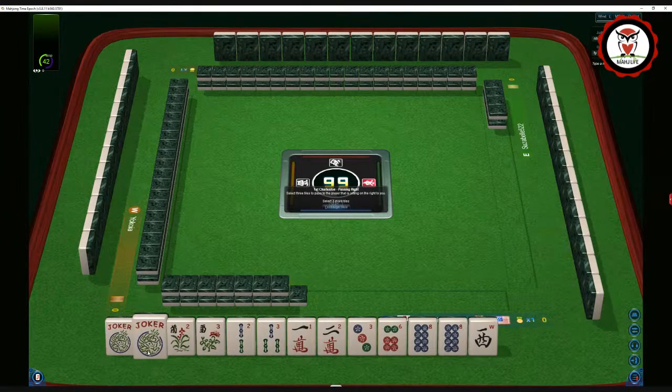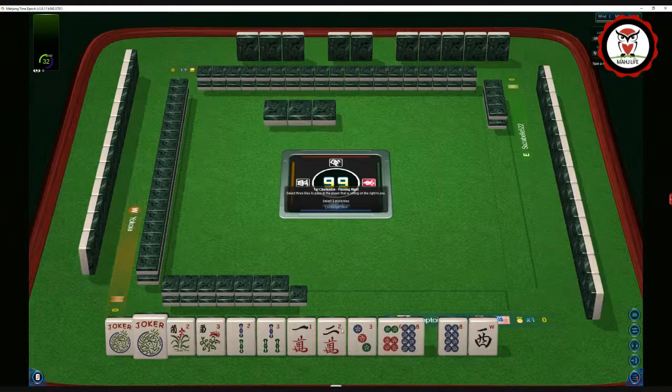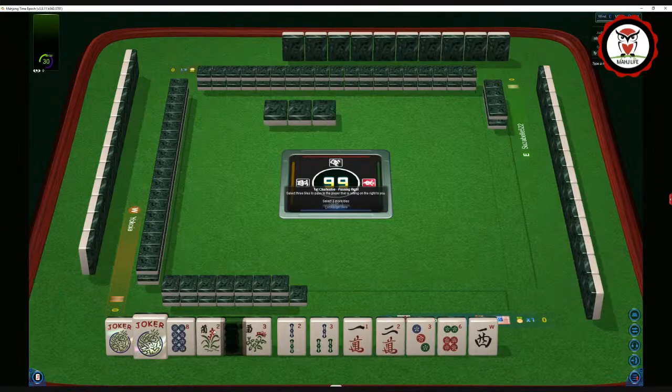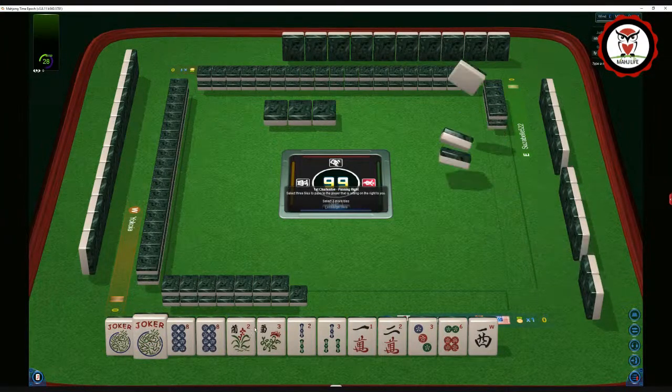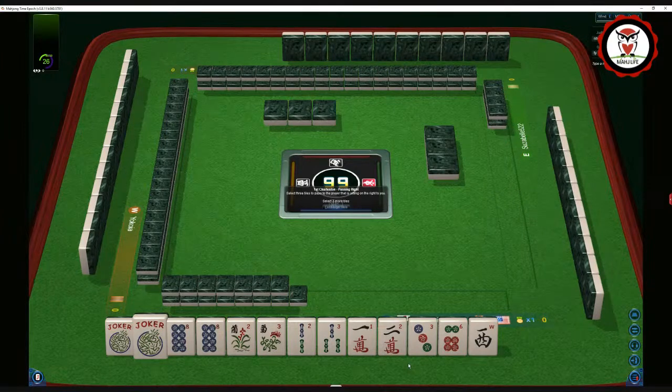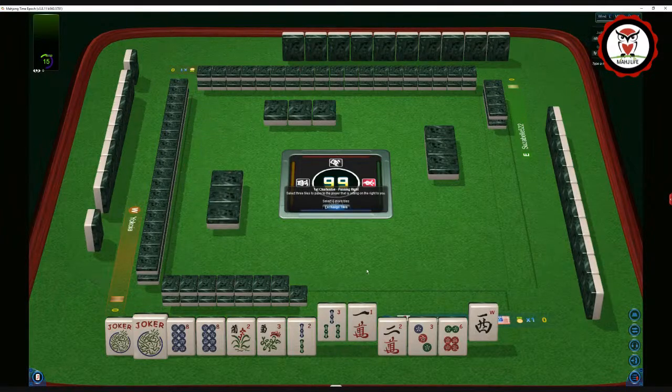Okay, we have a pair of flowers. We've got a couple of jokers there. 2, 3 in bams. 1, 2 in cracks. 3, 6, 8 in dots. And a west. So we target. This would be optimizing. We have a pair of flowers and an 8. So then we look at the rest of our tiles. We won't be able to use a west with a pair of flowers and an 8. And we won't be able to use a 1 or a 3. So that's where I would start.